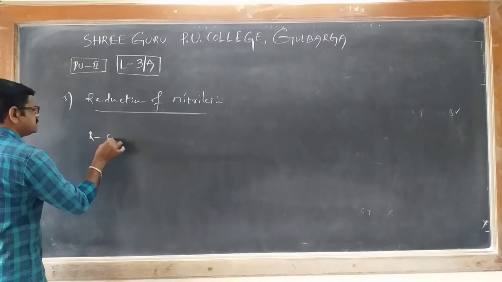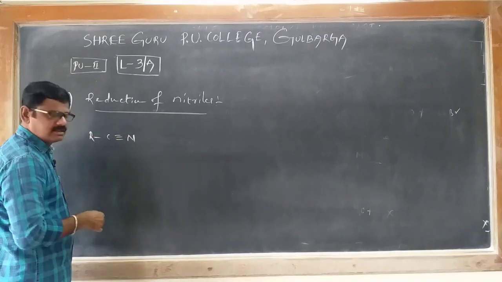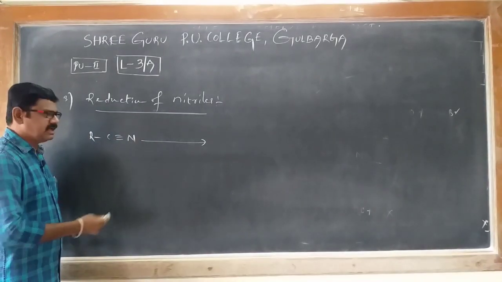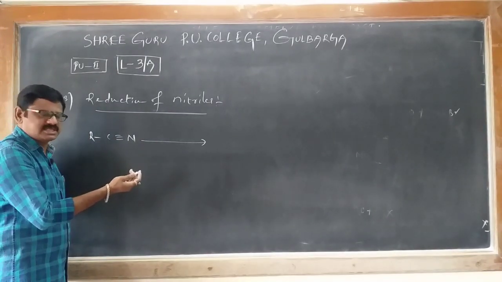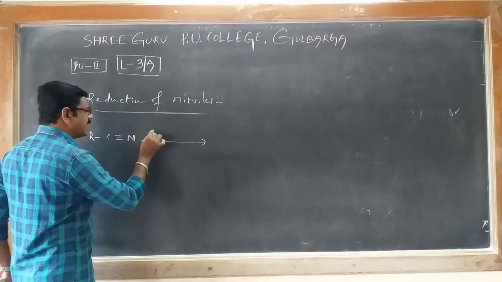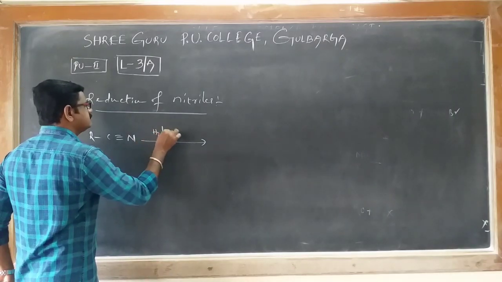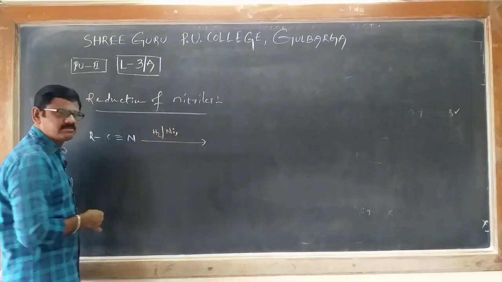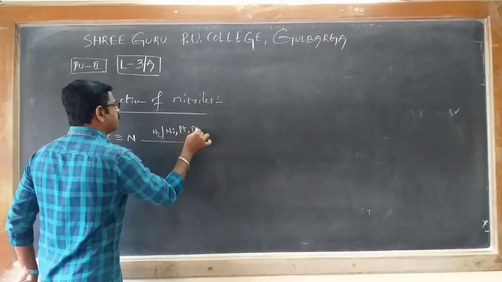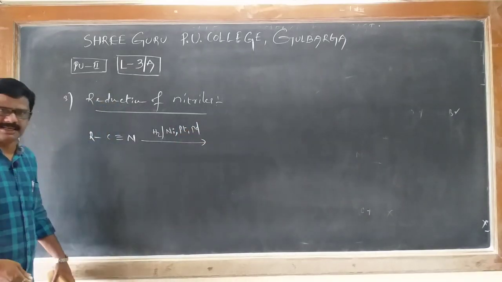R C triple bond N is undergoing a reduction. For reduction we have to use reducing agents. Then what reducing agents are we using? We can use a catalytic reduction process. Number one, catalytic reduction, which is nothing but addition of hydrogen in the presence of nickel or platinum or palladium metals. It's called catalytic reduction.